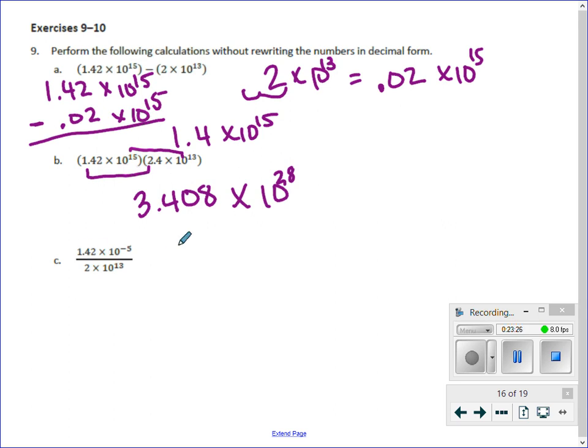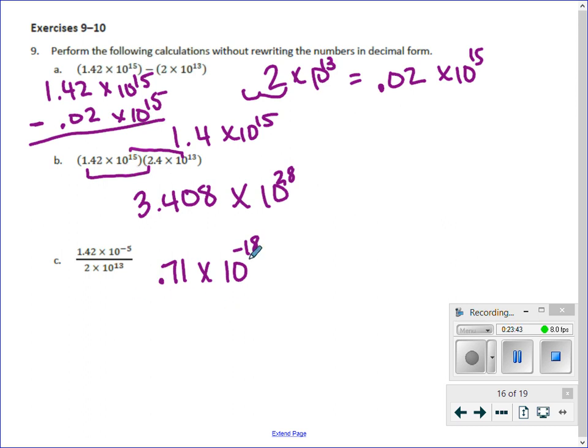Dividing, you divide these two. 1.42 divided by 2 is 0.71, and then you subtract your powers, so negative 5 minus 13 is 10 to the minus 18.